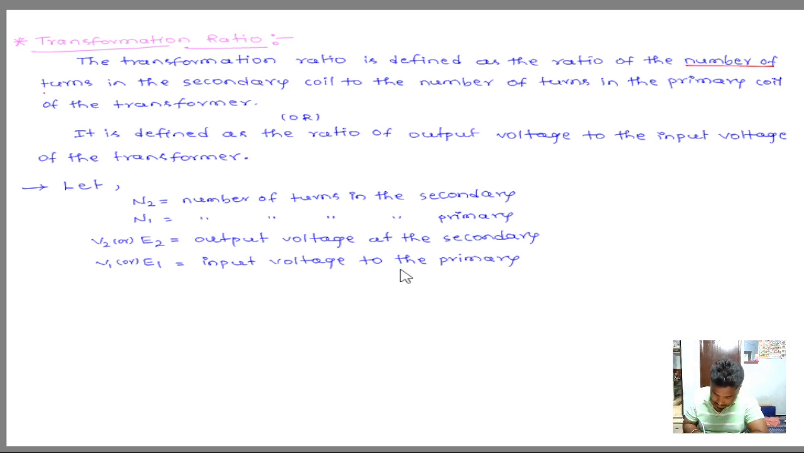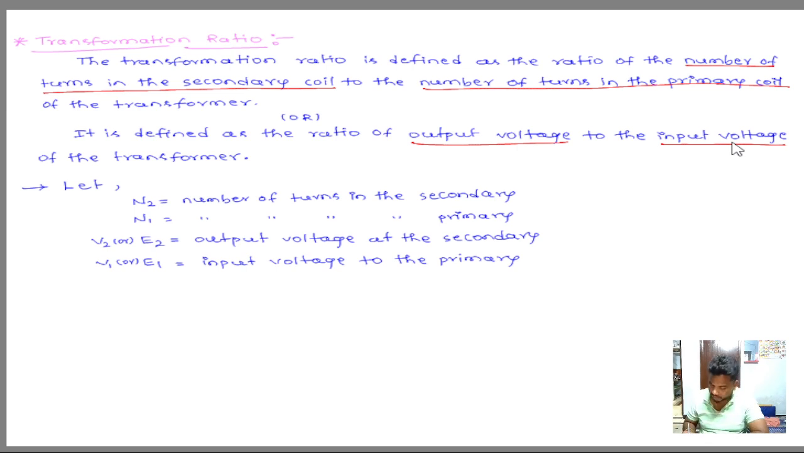It is defined as the ratio of the number of turns in the secondary coil to the number of turns in the primary coil, or otherwise it is defined as the ratio of output voltage to input voltage of the transformer.